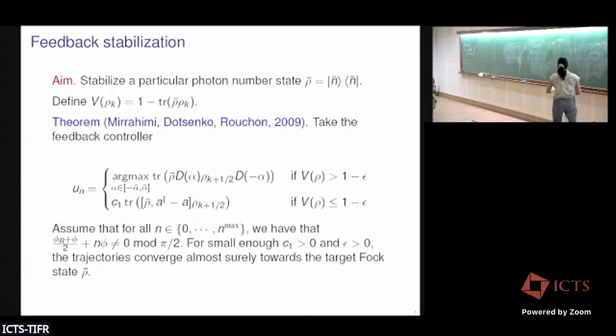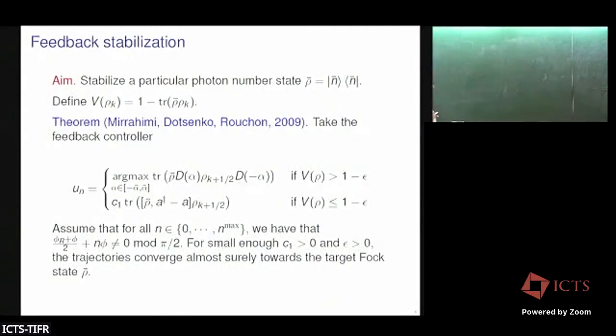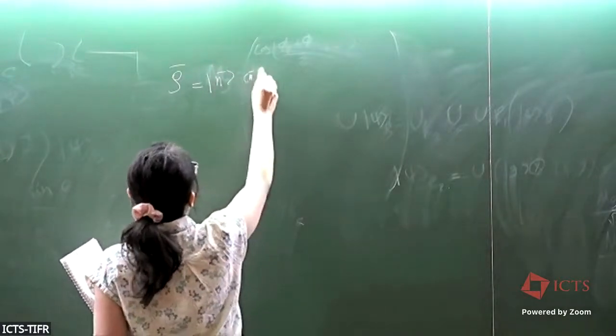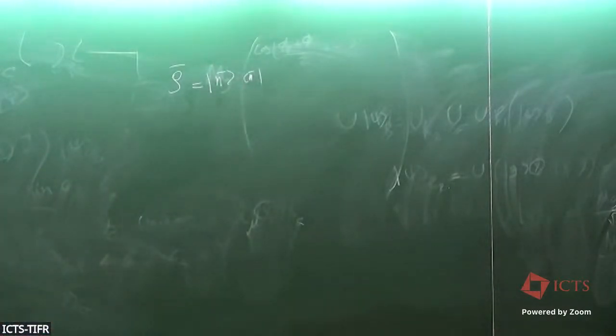The good distance, the fidelity, is a very good distance between two quantum states, right? One minus fidelity. But here you have a pure state, so rho bar, which is a photon number state like this. So the natural distance is to take 1 minus trace, right?